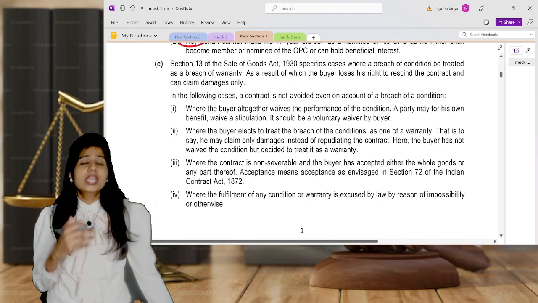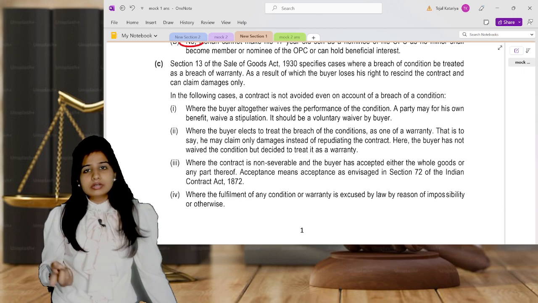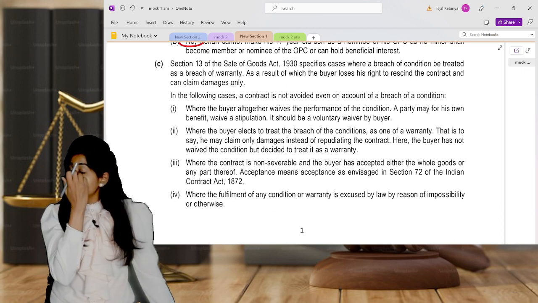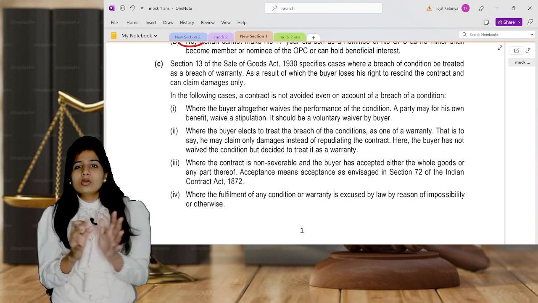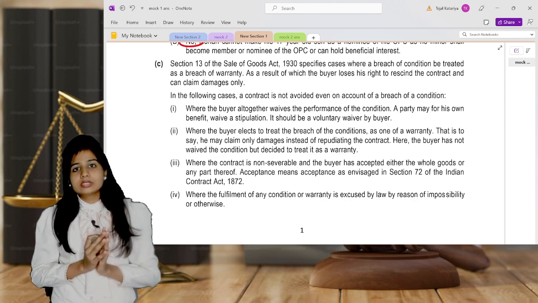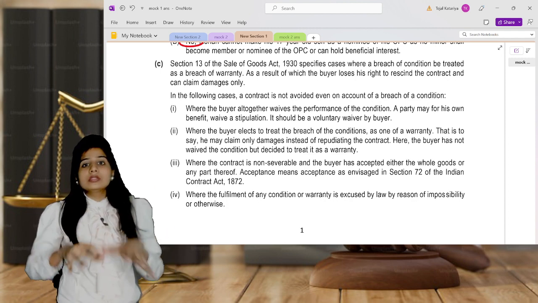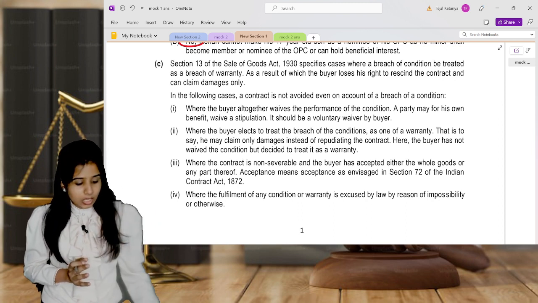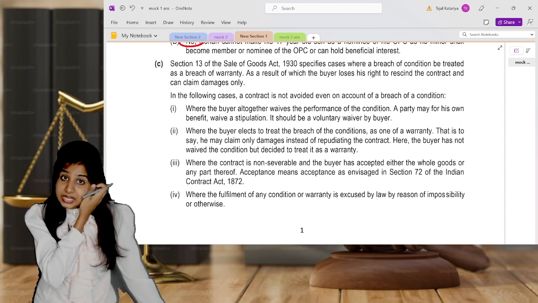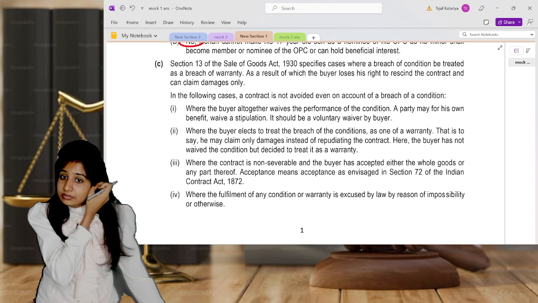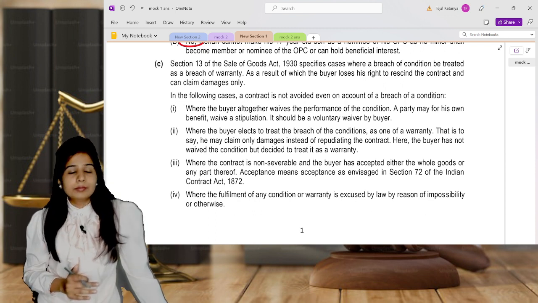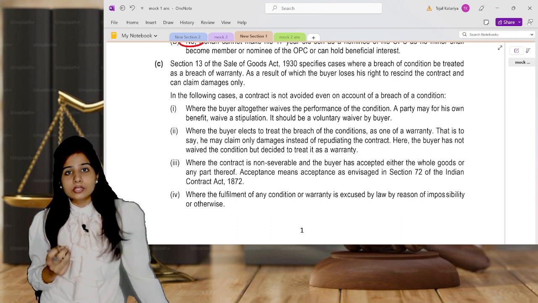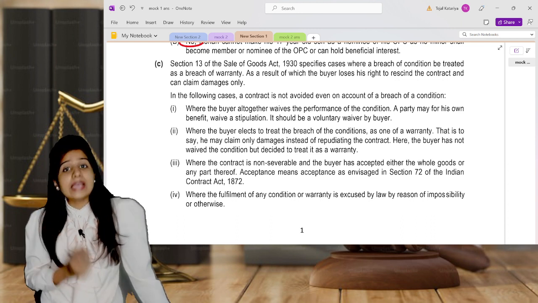In breach of warranty, you try to make your contract okay with whatever things are going on, or you accept the flaws of the contract sometimes. Because when it comes to breach of condition, it is something serious, and in that situation you get the right to repudiate the contract. But when it comes to breach of warranty, you cannot repudiate, you can just claim the damages.